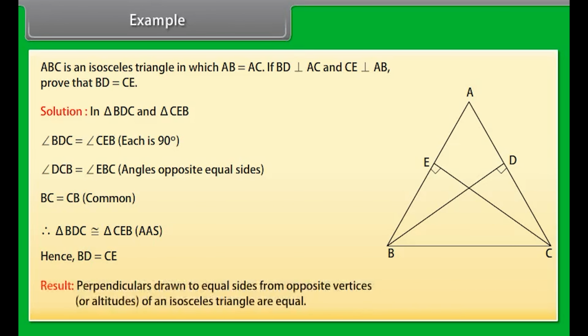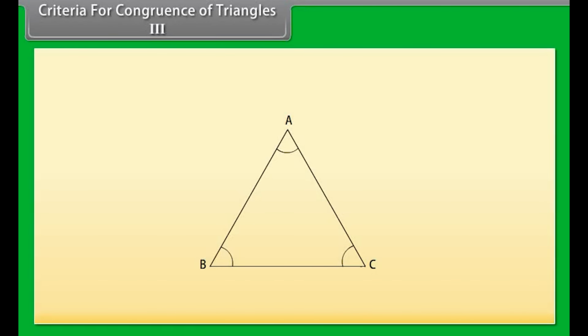This example gives us a result which says that perpendiculars drawn to equal sides from opposite vertices, or altitudes, of an isosceles triangle are equal. Criteria for congruence of triangles 3. In order to explore another criterion, we again take a triangle ABC.